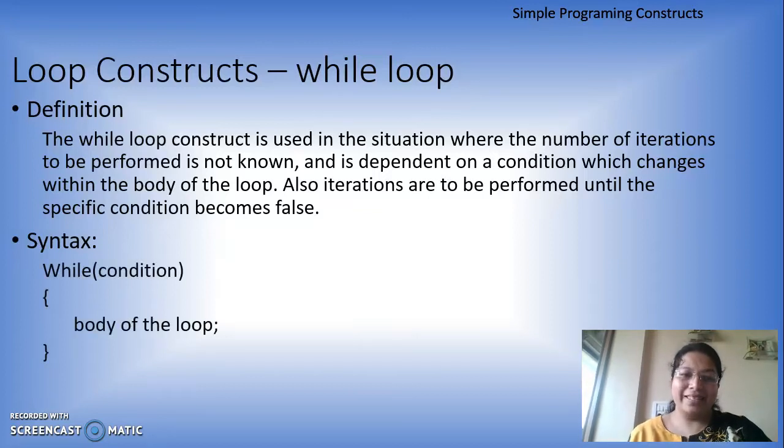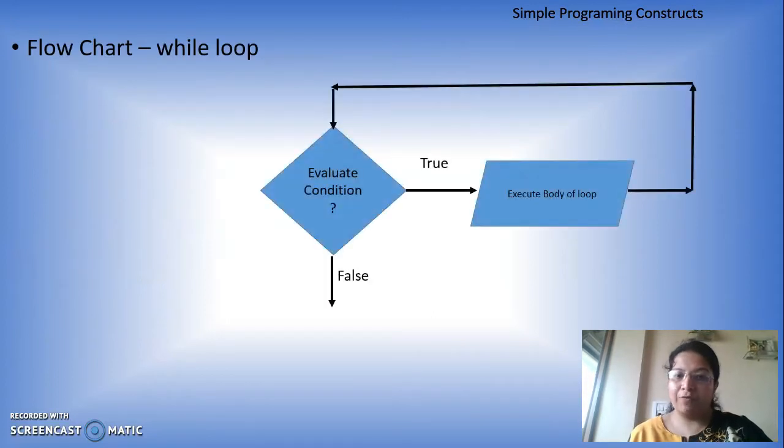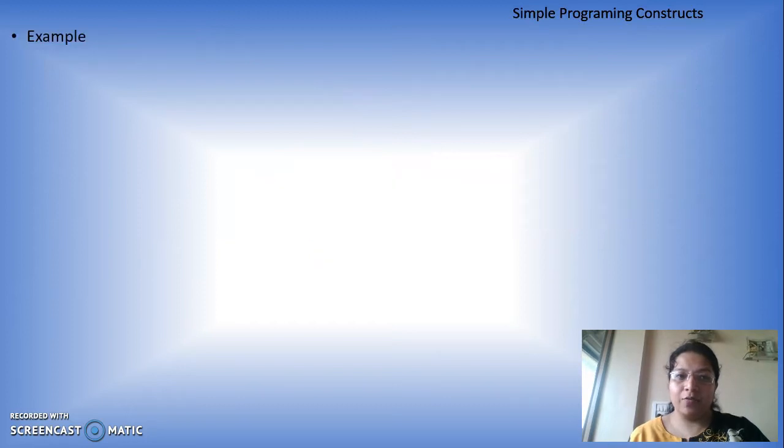And this is the syntax: while condition, body of the loop. The flowchart follows like this. It evaluates the condition, then it will execute the loop, again it will evaluate the condition, and it will keep executing the loop till the condition becomes false.